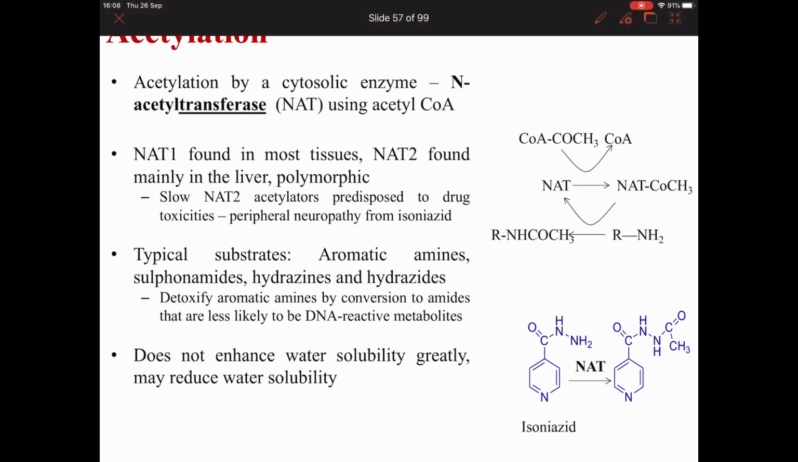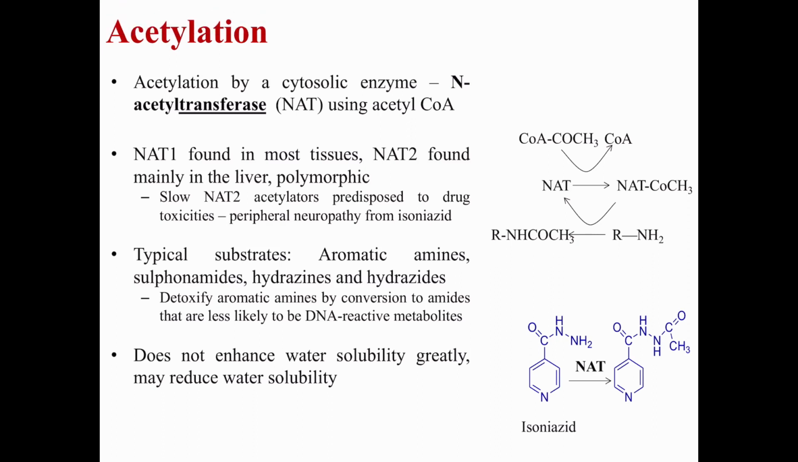The third reaction we will discuss is acetylation. This is conducted by a cytosolic enzyme called N-acetyltransferase, or NAT for short, using acetyl coenzyme A. There are two major forms of this enzyme, NAT1, which is found in most tissues, and NAT2, which is mainly found in the liver and is polymorphic, meaning that there is variation in the general population for its genetic sequence.